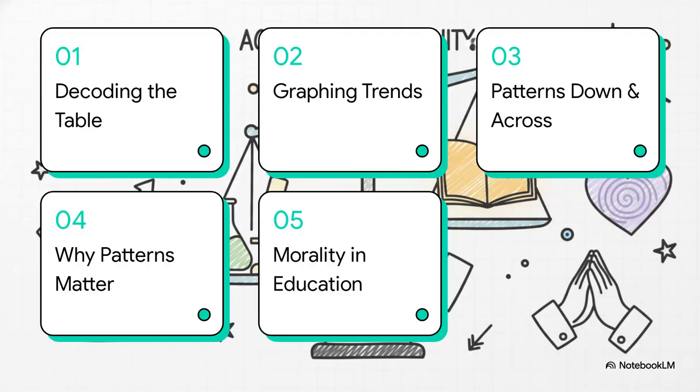Here is our roadmap for today. 1. Decoding the periodic table. 2. Graphing the atomic trends. 3. Patterns down and across. 4. Why atomic patterns matter. And 5. Education grounded in morality.